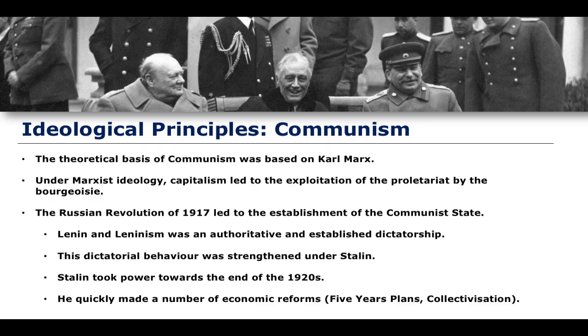Lenin and the idea of Leninism was an authoritative and established dictatorship. So there weren't elections necessarily; there was dictatorial behavior where one leader was the supreme person in control and command, and this would be strengthened under the reign of Joseph Stalin, who took power towards the end of the 1920s. What Stalin did was make a number of economic reforms. These included the 5-year plans, which were industrial reforms, and then a number of reforms to farming. This became known as collectivization.